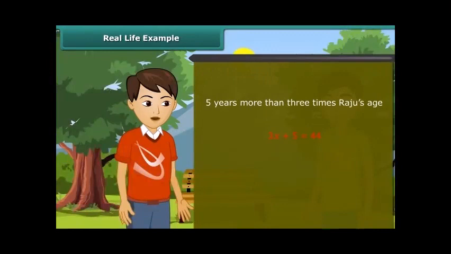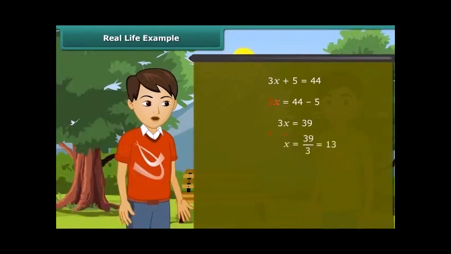Now we will solve this equation. Transposing 5 to the right-hand side, we get 3x equal to 39. Transposing 3 to the right-hand side, we get x as 13. Hence, Raju's age is 13 years.